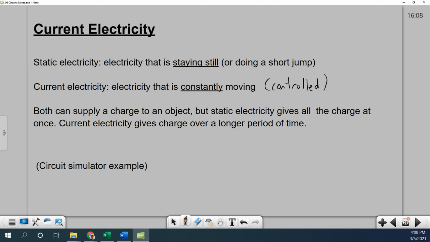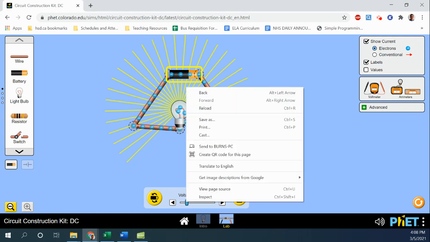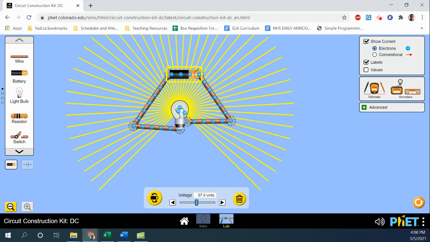Our current electricity tends to give charge over a longer period of time. And so what this looks like would be something like this. So you can see that the battery is pushing electrons. They're moving around the circuit, and you can see that the charge is going through the battery slowly. Now, the fun thing about this website, and you guys get a chance to play with this in the next couple of days here, but you can actually click on the battery and increase the voltage. What happens if I increase the voltage? Oh, charges move faster, light bulb glows brighter.